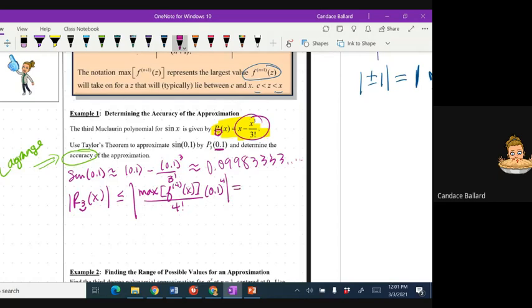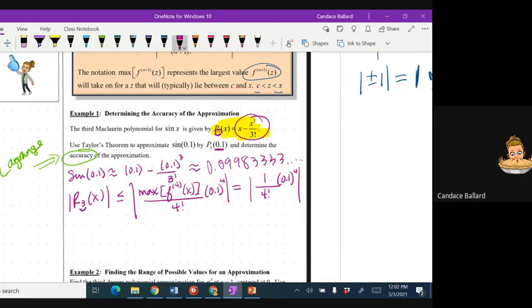Okay, we just talked about this. No matter what direction I go with sine or cosine, what's the biggest that number can get? Can you guys tell me in the chat? We had a little discussion about that. So what's the biggest that sine or cosine can ever get? Good. 1 over 4 factorial times 0.1 to the 4th.